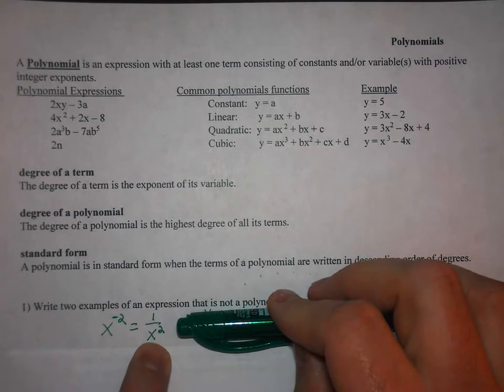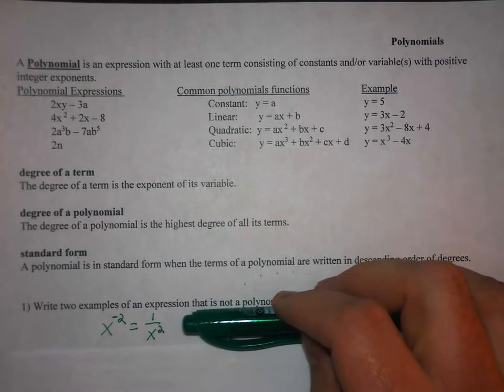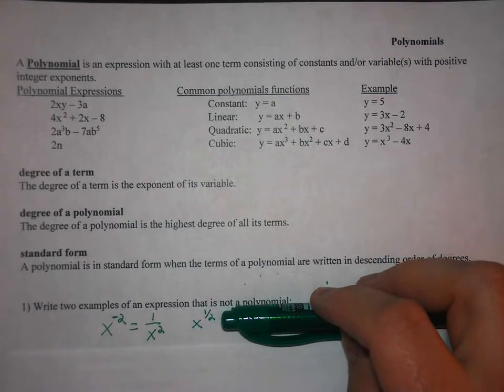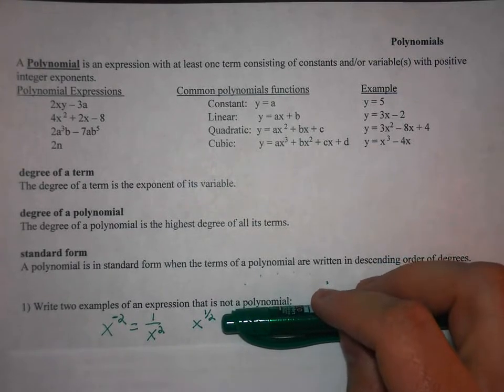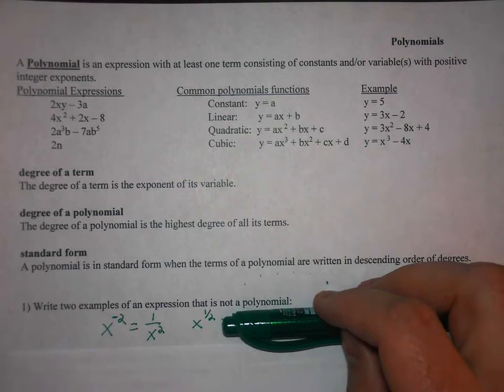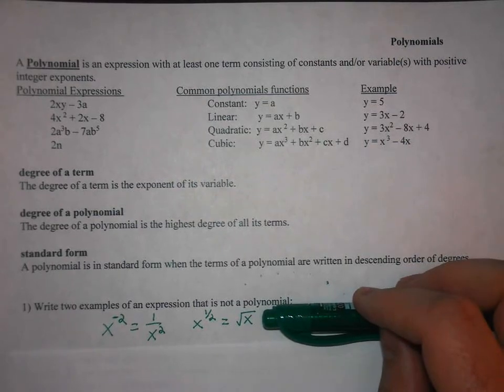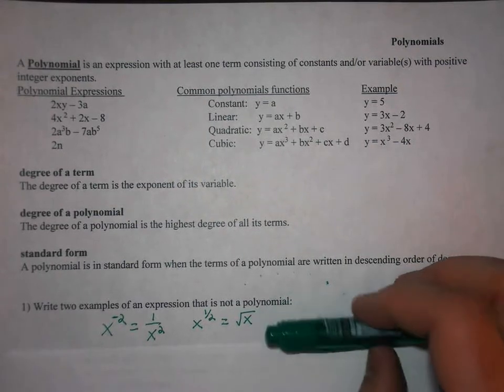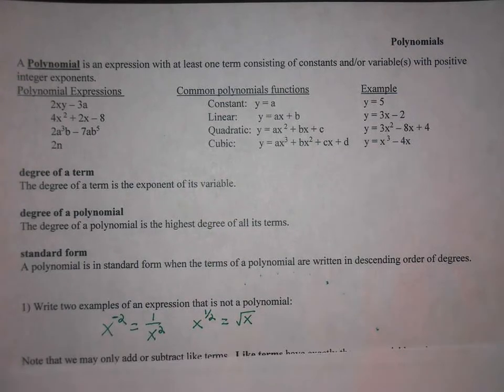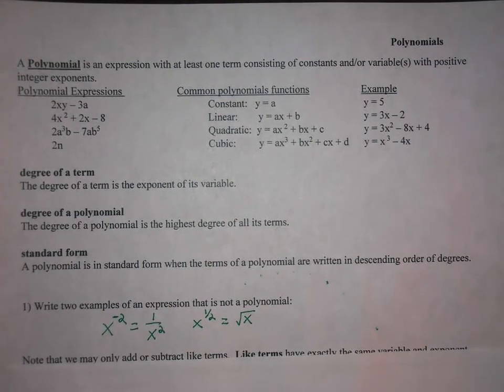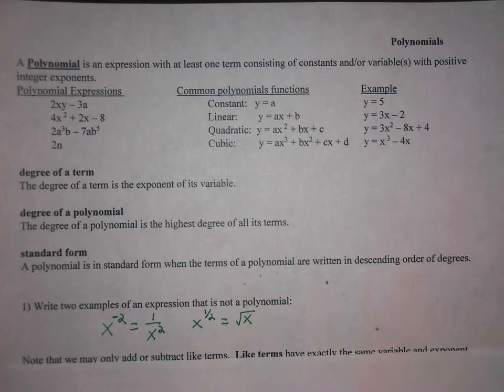Another example, well, if we don't have a negative exponent, what about if we have a fraction, like x to the 1/2? And again, I don't expect you to know this at this point, but x to the 1/2 is really the square root of x. So those are examples of expressions that are not polynomials, because they don't have positive integer exponents.